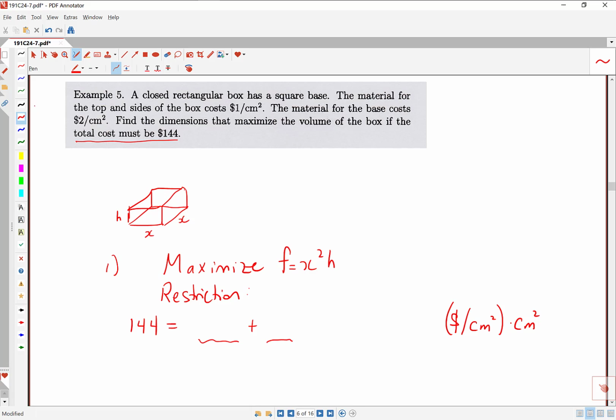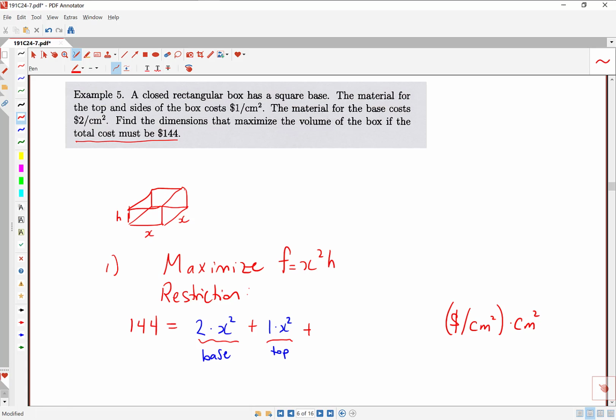So for example, let's think about the base of the box first. How much does the base cost? It's $2 per square centimeter times how many square centimeters is the base? x squared. So that's what we're going to do for the base. Now let's do the top. The top costs $1 per square centimeter, and how much area does it cover? x squared.